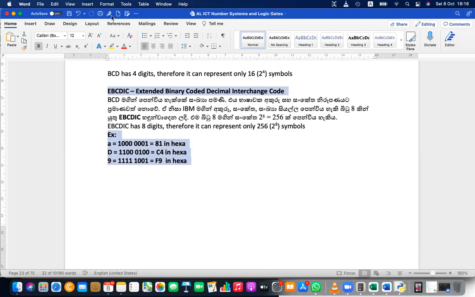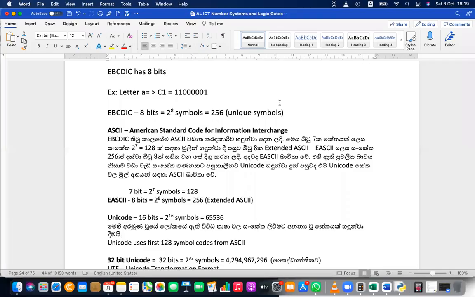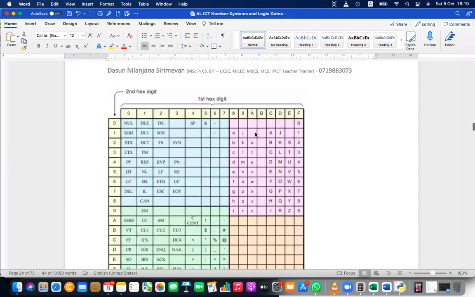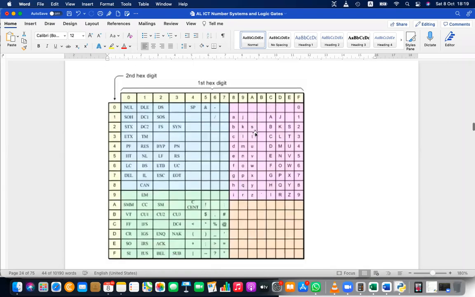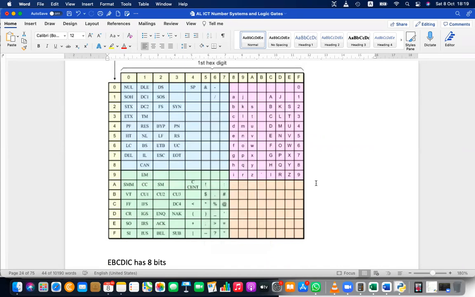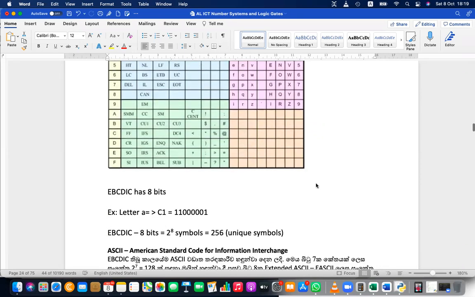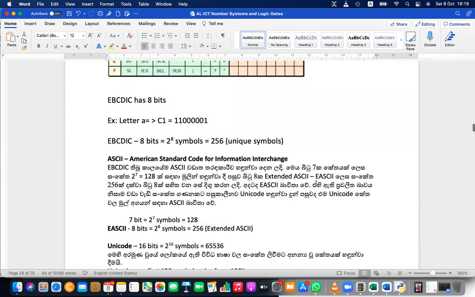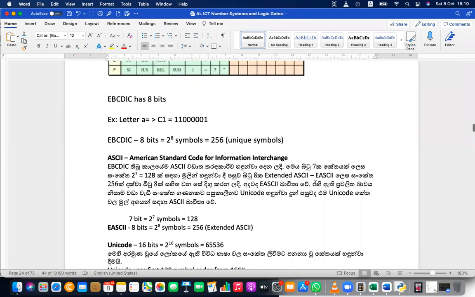So please write down that too. And also, let me highlight this part and this part both. Extended binary coded decimal with 8 bits can represent characters and numbers both. And you can see here.